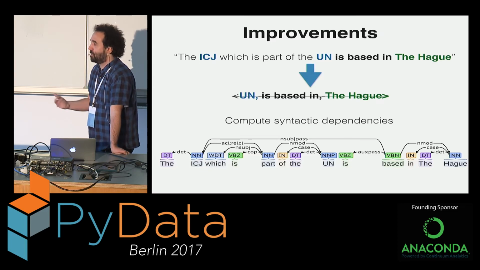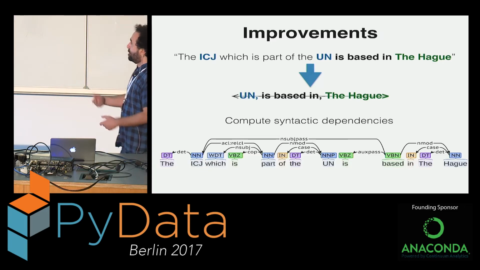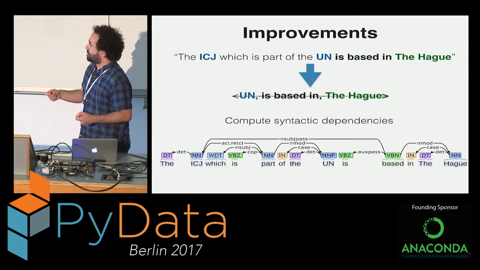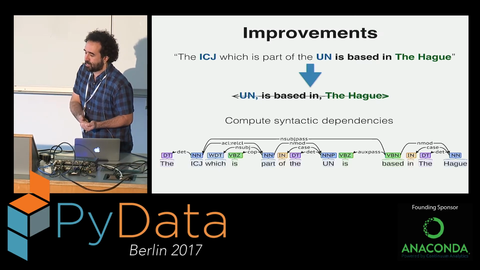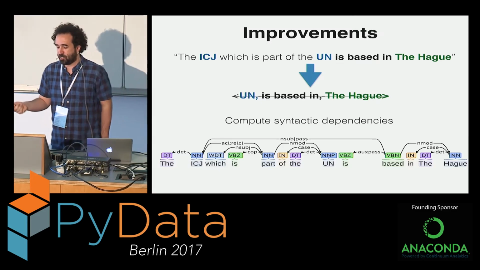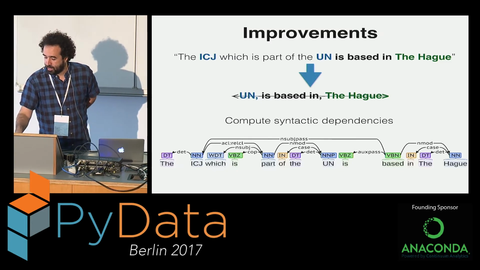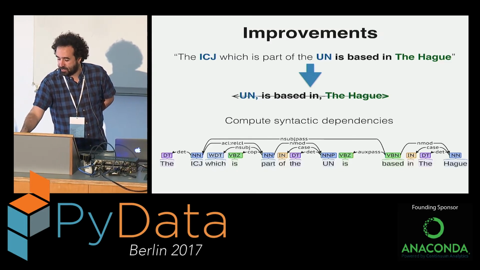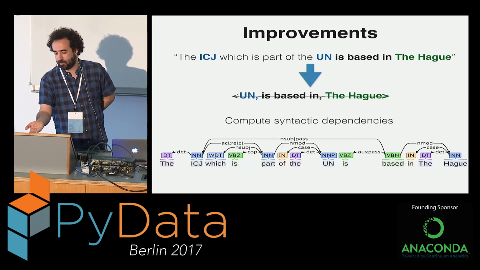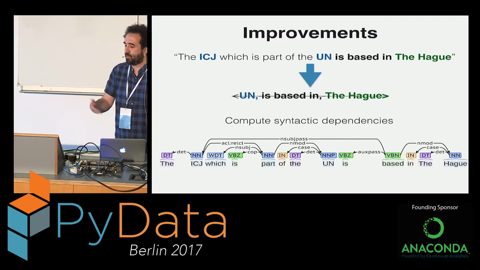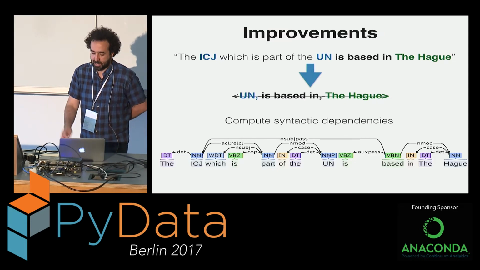If we try to understand the relationships between the words, not the function of the word in the sentence, but how the words are connected to each other. If you look here, the word "based" connects The Hague with the International Court of Justice, which is what the sentence is saying. The International Court of Justice is based in The Hague.